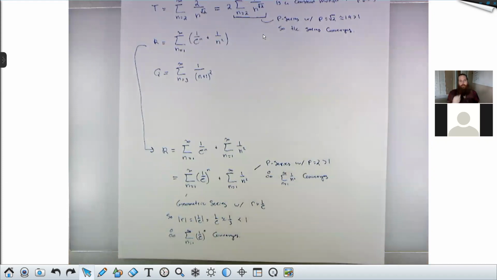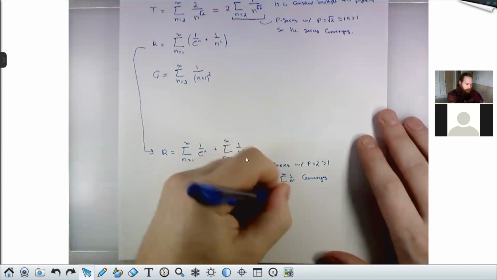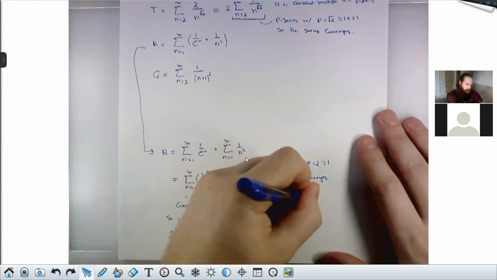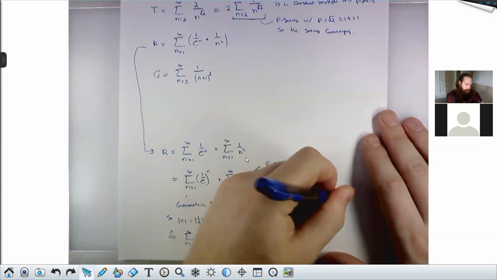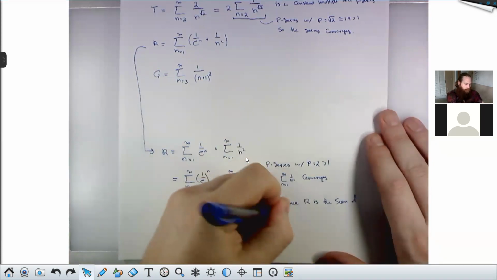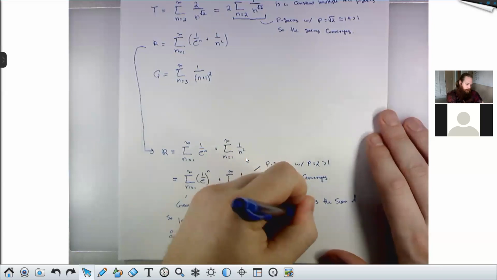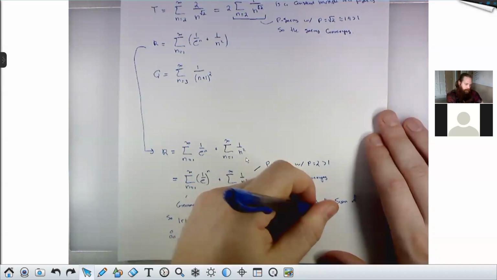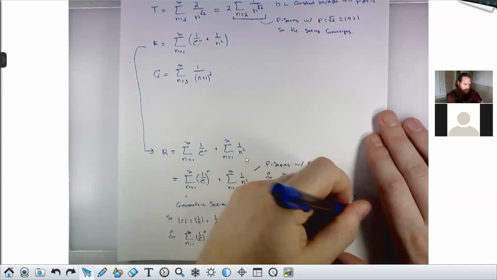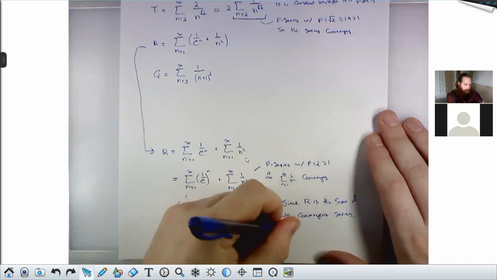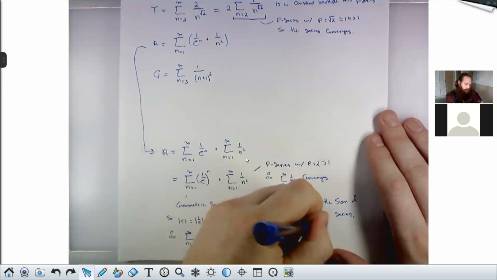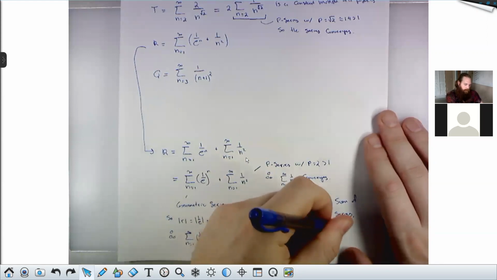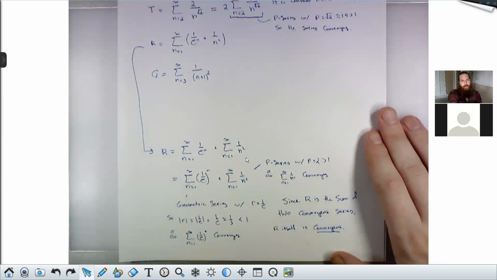So R is made up of two series, this one plus this one, each of which converges. Since R is the sum of two convergent series, R itself is convergent. So the series R converges.